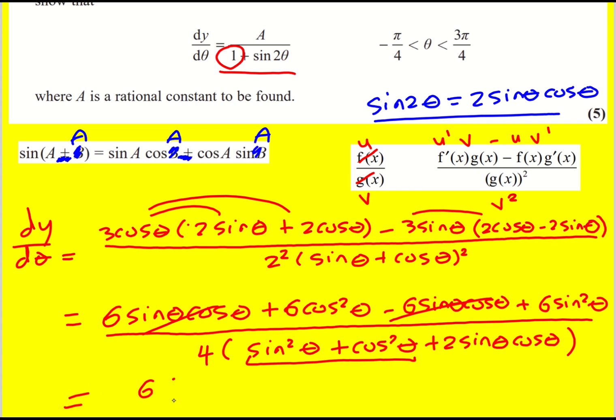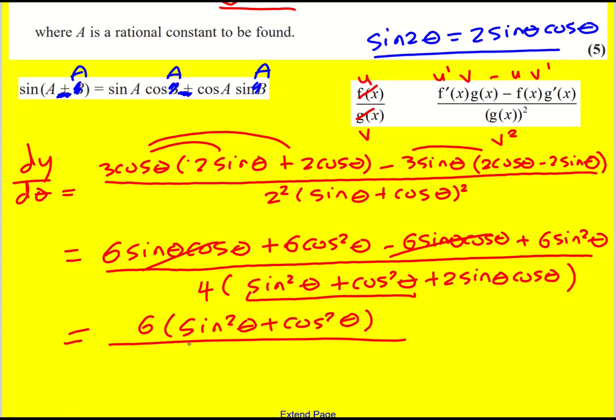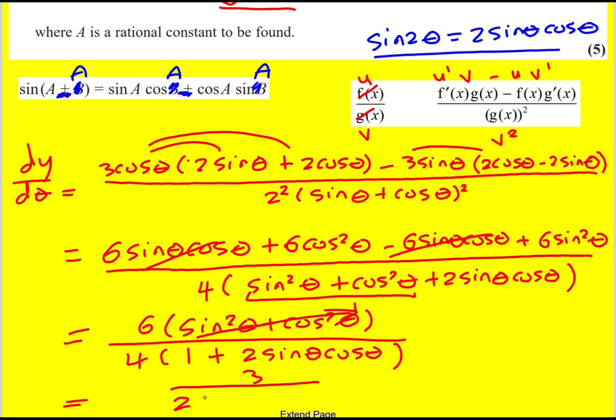I can also factorize out a 6 from the top. And I'm going to get sine squared theta plus cos squared theta. So that's also going to become 1. Right, so I'm just going to put a line for it now and say it's 1. And then I'm going to be left with 4, 1 plus 2 sine theta cos theta. Actually, we're very nearly there because the 6 and the 4 just becomes 3 over 2. So 3 over 2, 1 plus sine 2 theta.